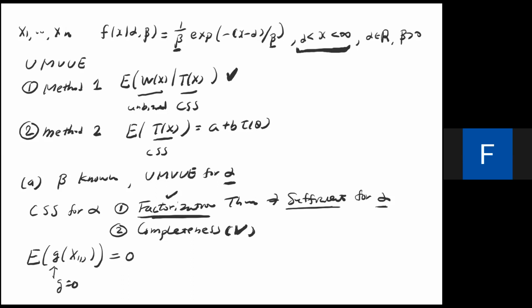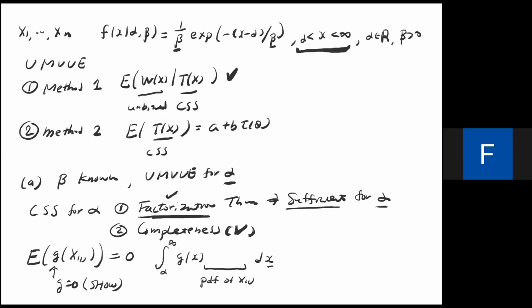So our goal is to show the g function is a zero function. Because this is an expectation, just go by the definition. I can use the definition of expectation: I have g(x) here, this guy here is the PDF of x1, then dx, with the range from alpha to infinity.